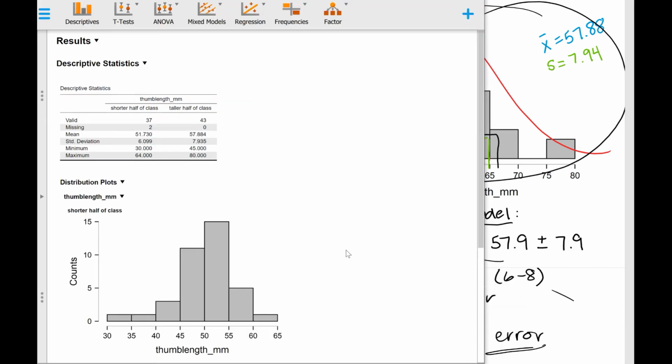So for our next problem, we're going to make a scatter plot of the two variables we've been talking about. In case you're wondering what two variables, we're talking about thumb length, that's our dependent variable, and also height median split, whether they're in the short half or the tall half. That's the independent variable in this case, right?